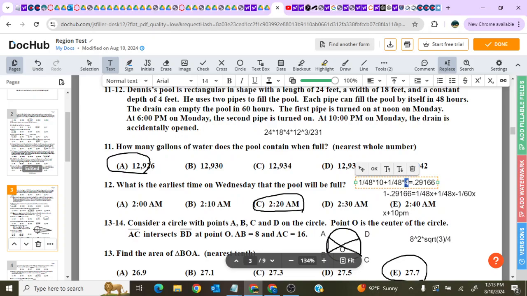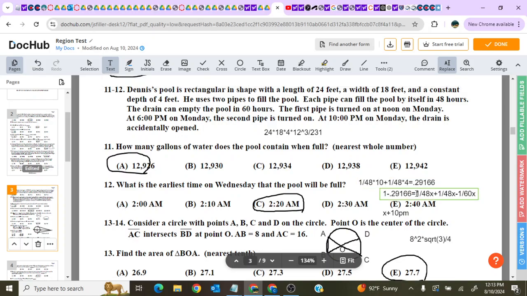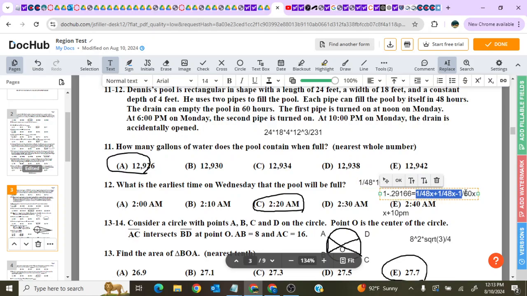So that means by the time the drain turns on, 0.29166 pools have been completed. So you have to figure out how long it takes the rest of the pool to fill. So subtract that from 1 pool. And then now everything is activated, so some amount of time will apply to all these rates and result in it being completely full.